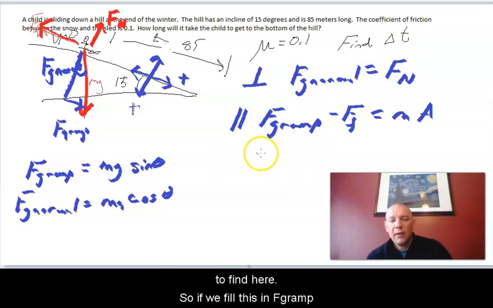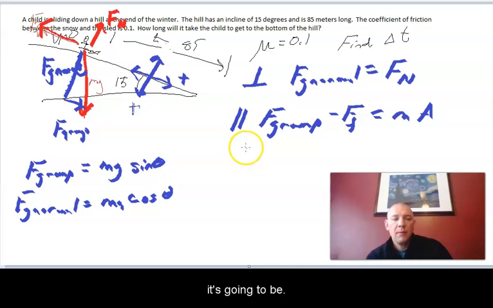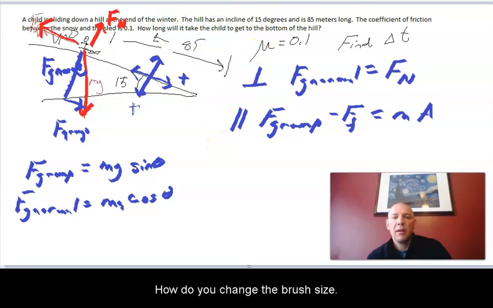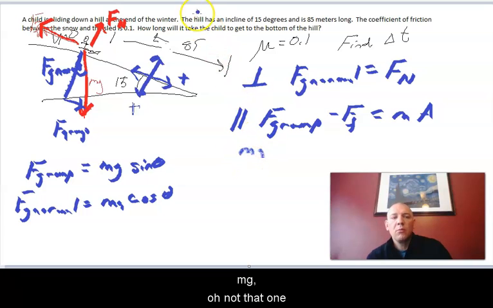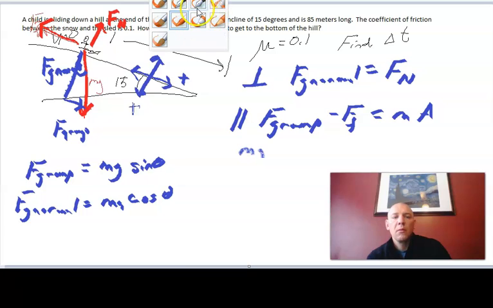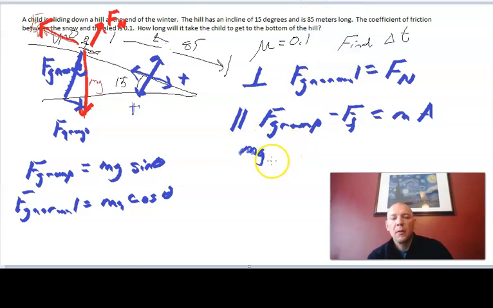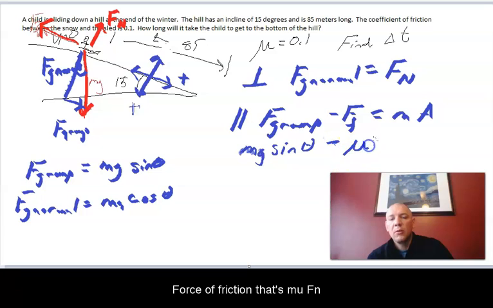So if we fill this in, FG ramp is going to be mg sine theta. I'm going to try a different brush. How do you change the brush size? Well, there we go. All right, we got mg sine theta. The force of friction, well, that's mu Fn equals ma.